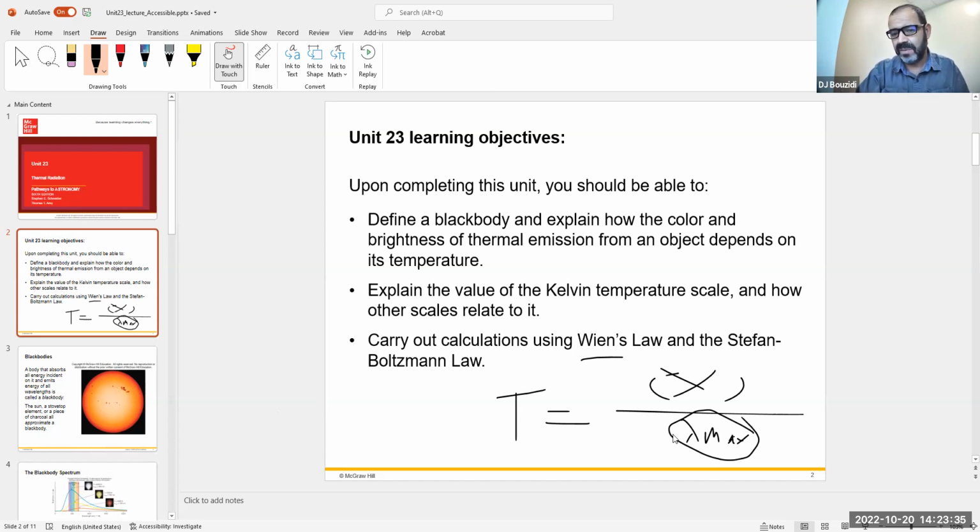Once you find the maximum wavelength, that's it. You know the temperature. You just use this mathematical expression, and now you know the temperature of that object. That's a very nice law.